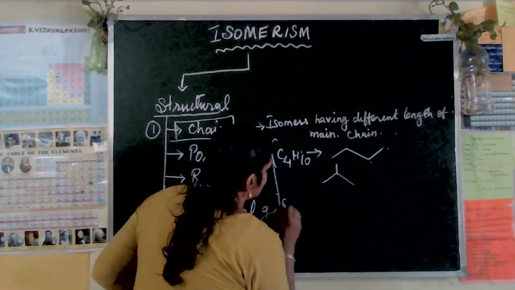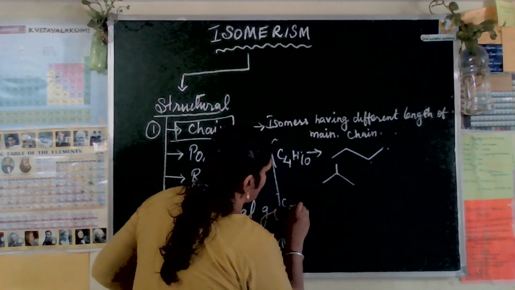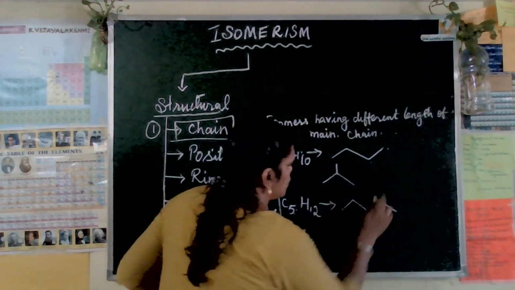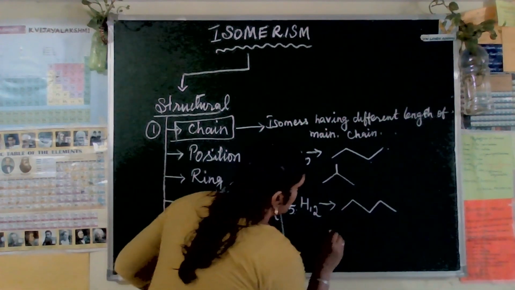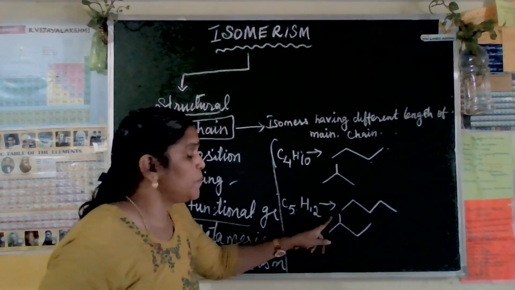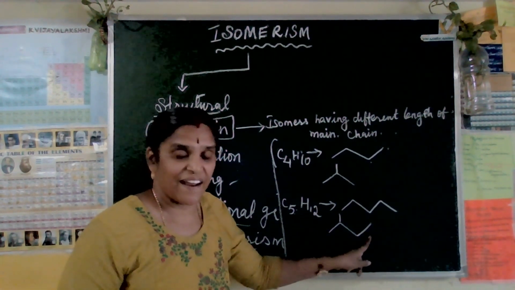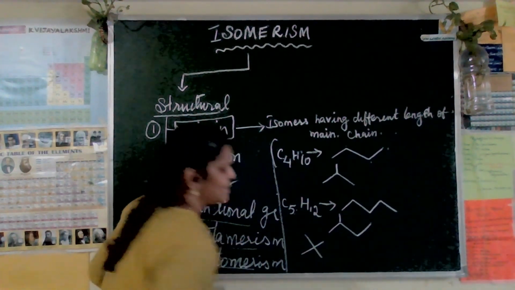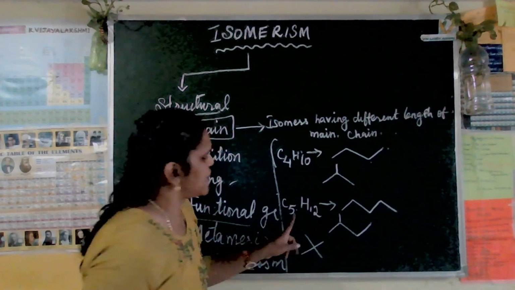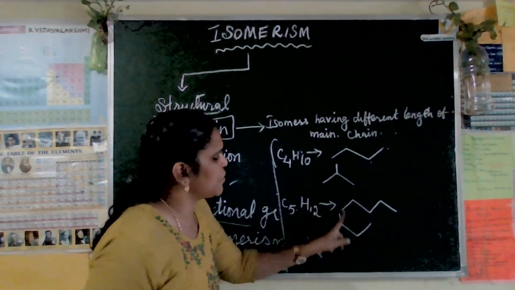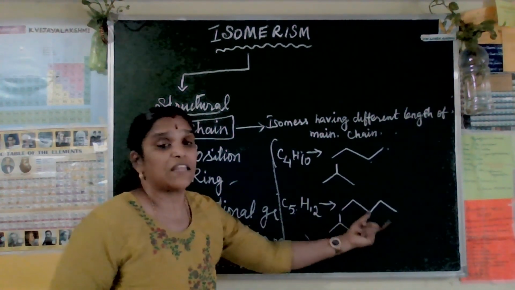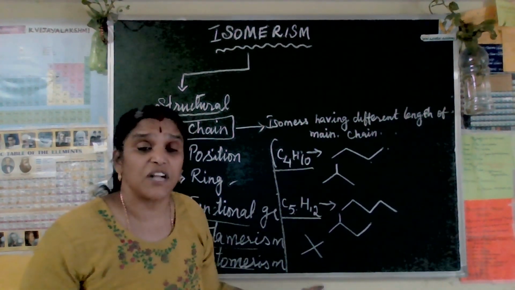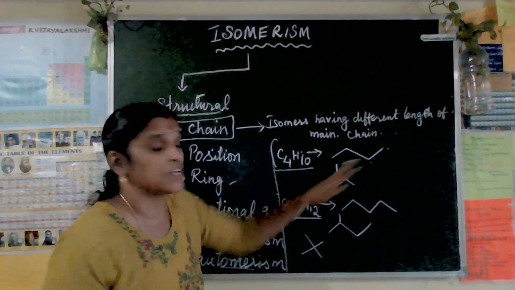The other one is C5H12. If we go in that way, 1, 2, 3, 4, 5 is n-pentane. In another way, 2-methylbutane, or isopentane. Next, one more thing also: everywhere C5H12 is there. In this way you can identify 1, 2, 3, 4, 5. In each, the molecular formula is the same, but the structural formula is different, because the length of the chain varies.